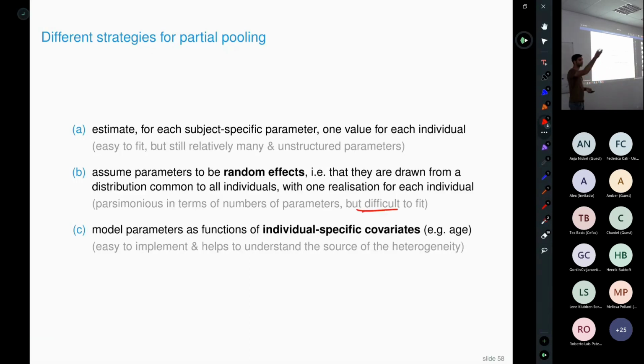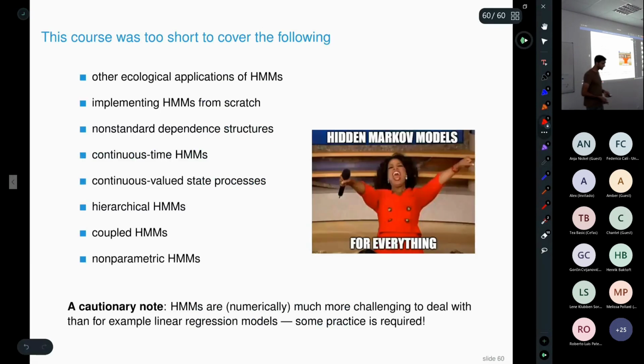Okay, and people like Kalina, who's sitting in the back, she's going to write a PhD on it. This is how difficult that is. It really is difficult.